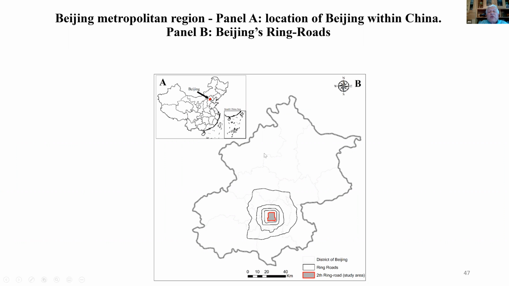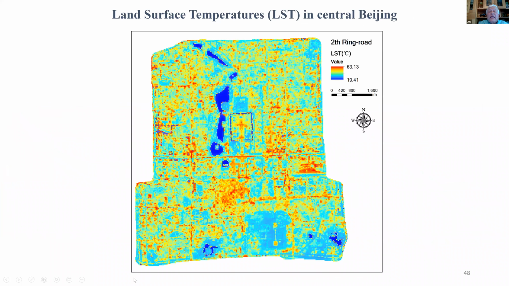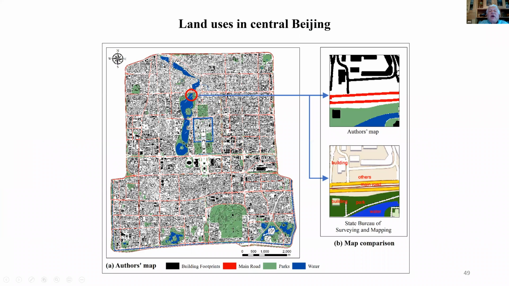Another study that we did was on central Beijing, within the second ring road. Here you have the temperature pattern, and for those who have been in Beijing, you can see all these lakes. And here is the land use pattern. So I think this is the Forbidden City, and south of it is Tiananmen Square. And so we had very, very detailed maps. You can see the level of detail. So again, these data were used to conduct similar analysis.